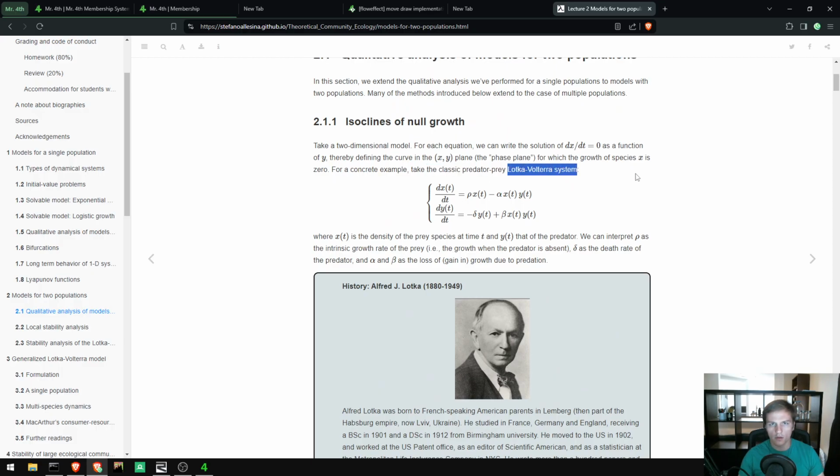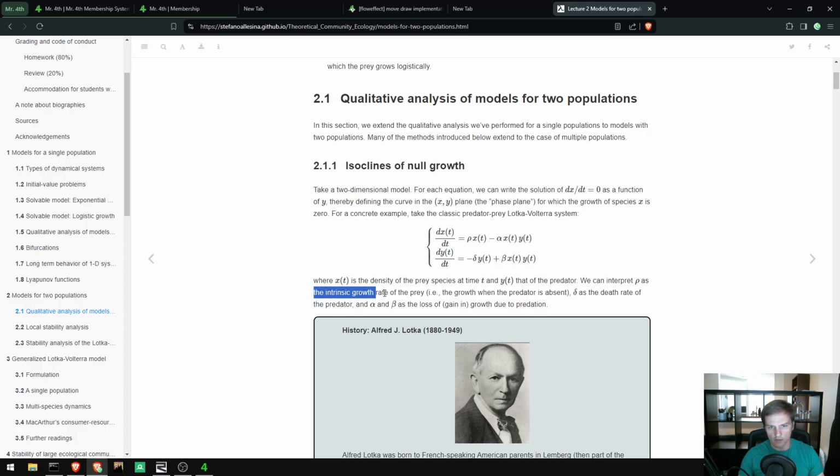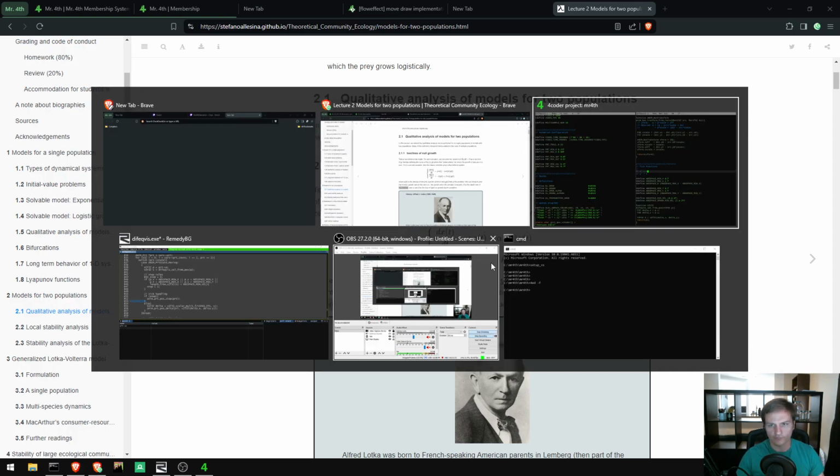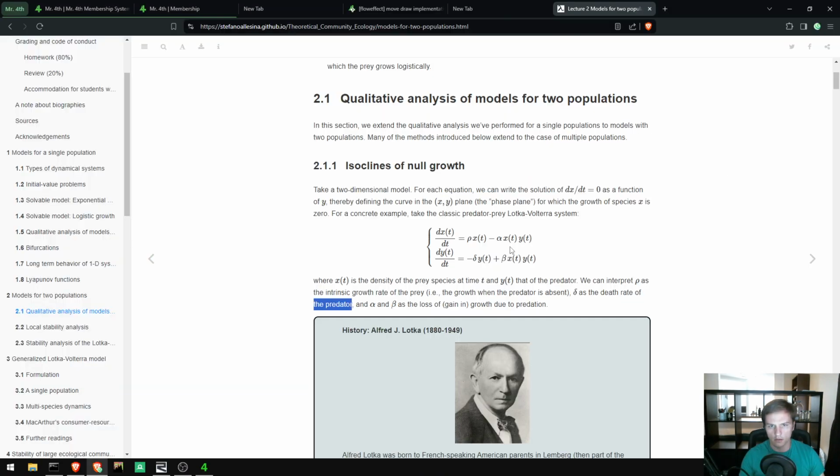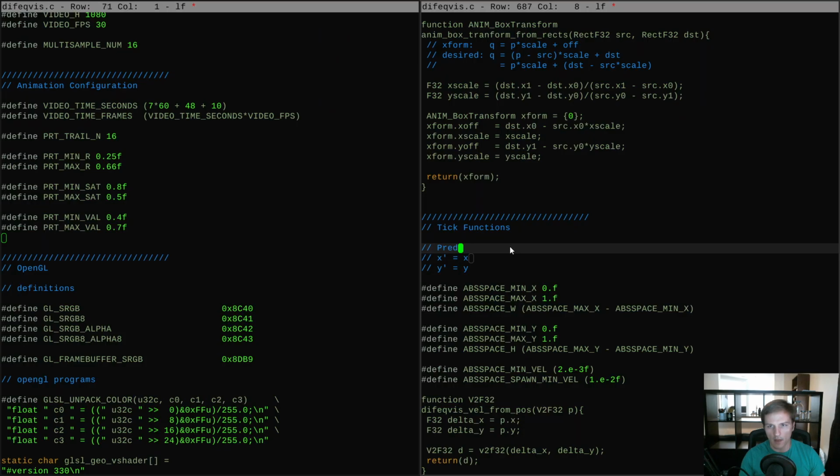predator-prey system? Okay. Density of the prey species at time t, that of the predator. We can interpret rho as the intrinsic growth rate of the prey. It's the death rate of the predator. Okay, so this equation, here we go. Look at me, I'm checking the spelling of predator. I don't know if you knew that's what I was doing just now, but I was just checking the spelling of predator.